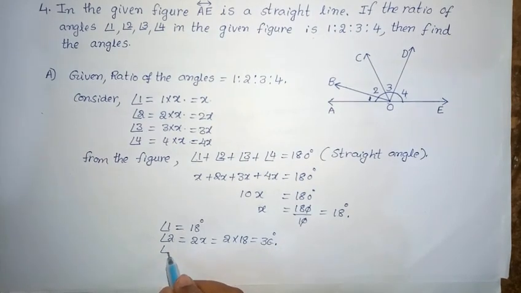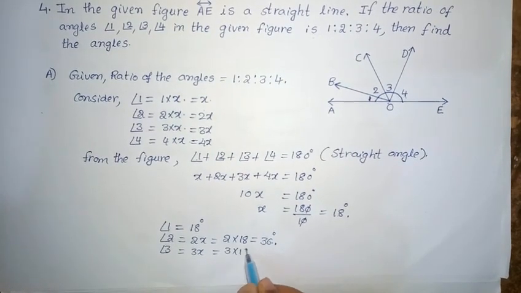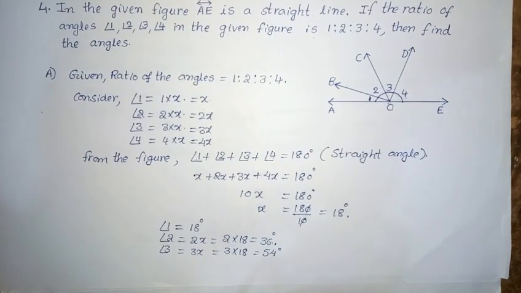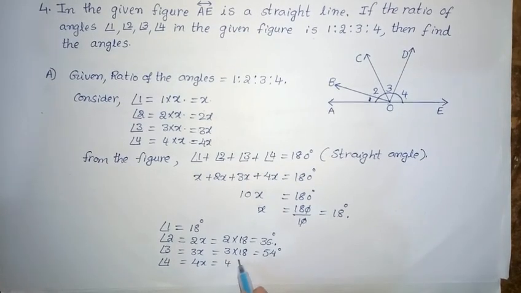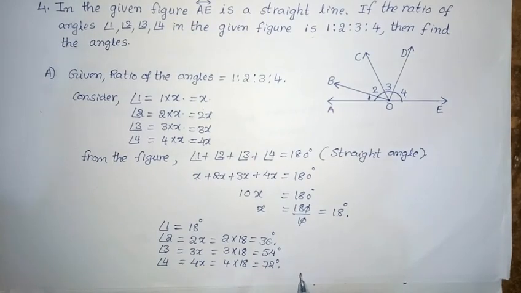So next angle 3, it is equal to 3x. The x value is 18 degrees. So 3 into 18 is equal to 54 degrees. So next angle 4. Angle 4 equal to 4x. So x value is 18. 4 into 18 is equal to 72 degrees. So these are the 4 angles. So this is the solution for the fourth problem.